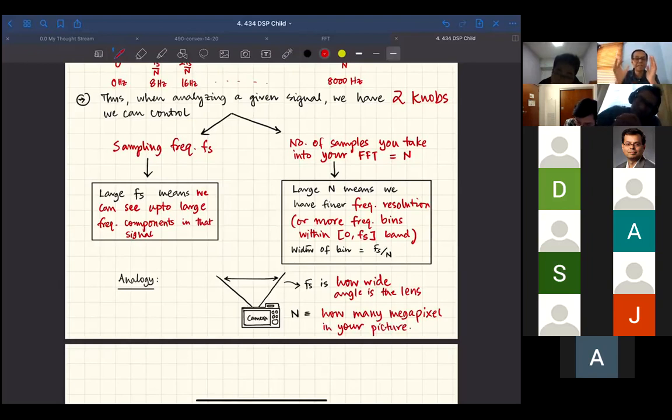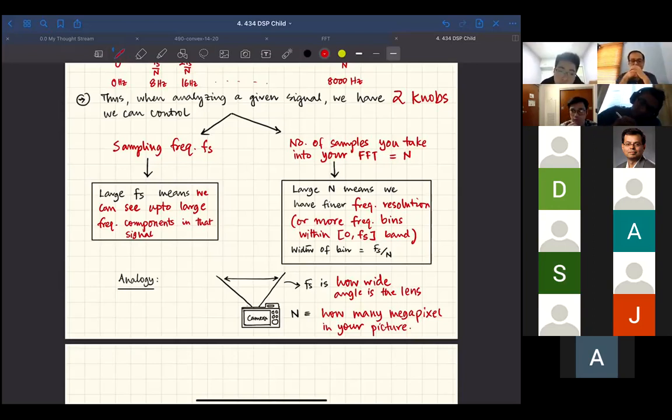In signals, Fs is equivalent to the maximum frequency you can see. N tells you, in that maximum 0 to Fs, how you would like to chop up the frequency buckets. In other words, how much resolution do you have in that frequency domain?